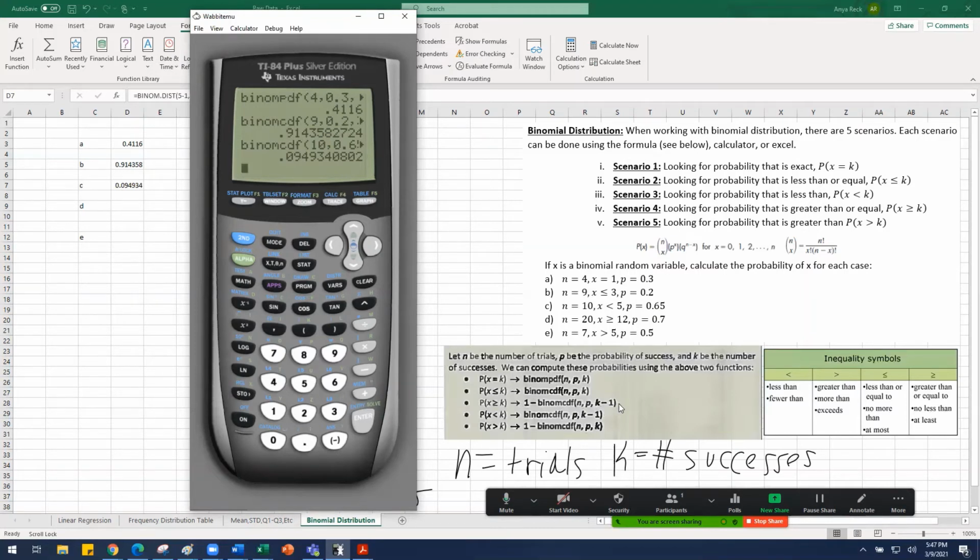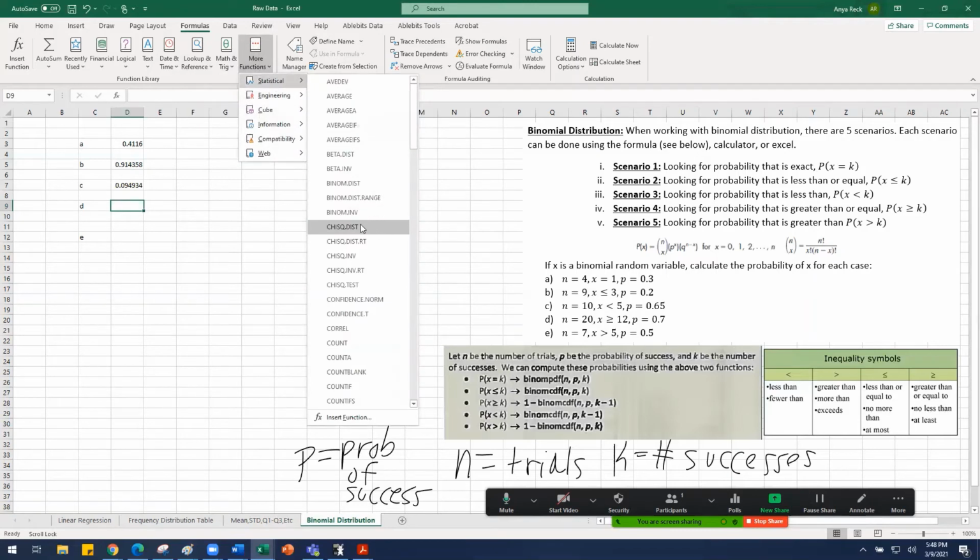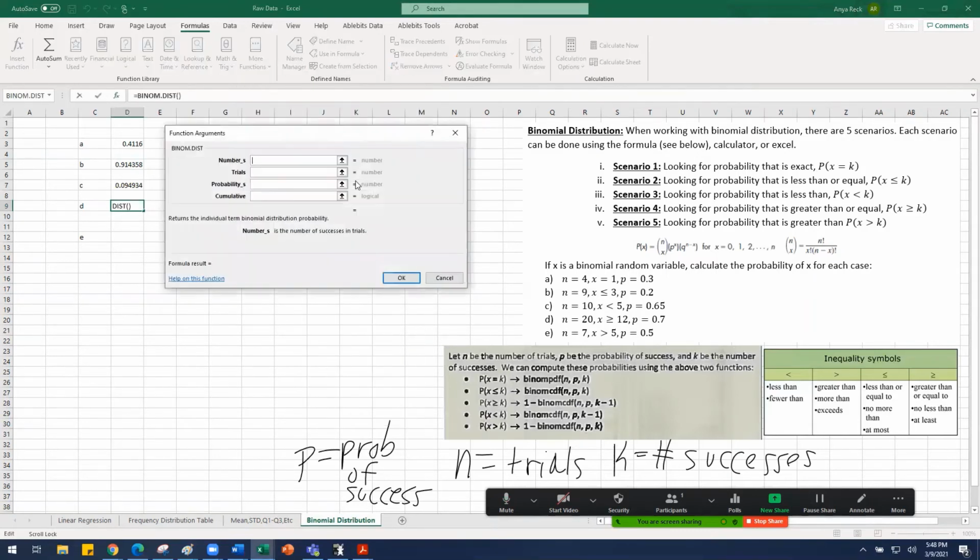So we'll do this in 2 parts. We'll find the binomial cumulative distribution first, then we'll go back and subtract it from 1. So we'll go more functions, statistical, binomial distribution. Okay, so it was greater than or equal, so at greater than or equal, we needed K minus 1. So we need 12 minus 1.